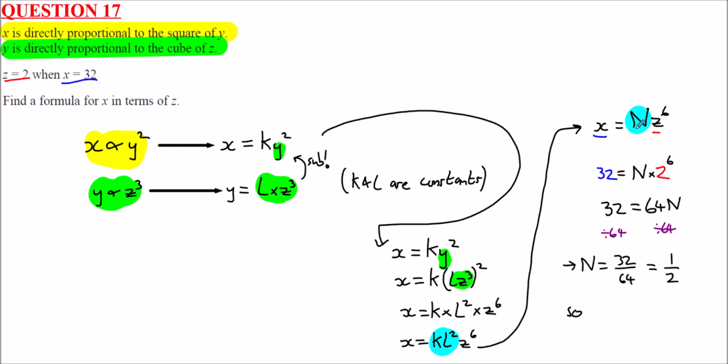So now we know that n is a half, we can substitute this in, and then we finally have our full equation. So n is a half, so x equals 1/2 z to the 6. And that's all we need to do. Let's move on now and have a look at number 18.